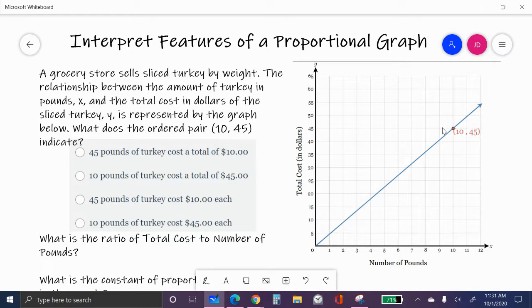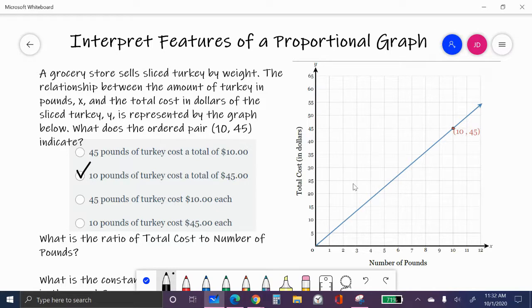All right. And that's how you read a graph. You start from the origin, you go to the right 10. That means 10 pounds is $45. So I would choose 10 pounds of turkey cost $45. This one right there.